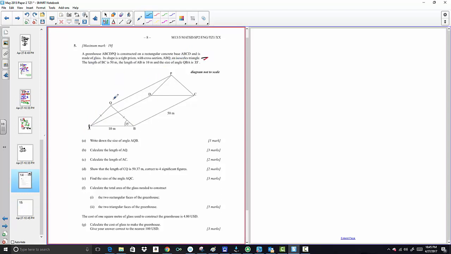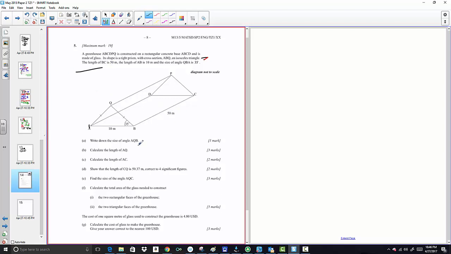The length of BC is 50, all right, so from B to C, they're telling you this is 50, that's given, and the length of AB is 10, so A to B is 10, they give you that also, and then the angle QBA is 35. Fine, so they label all that stuff that I just told you, which is really nice of them.